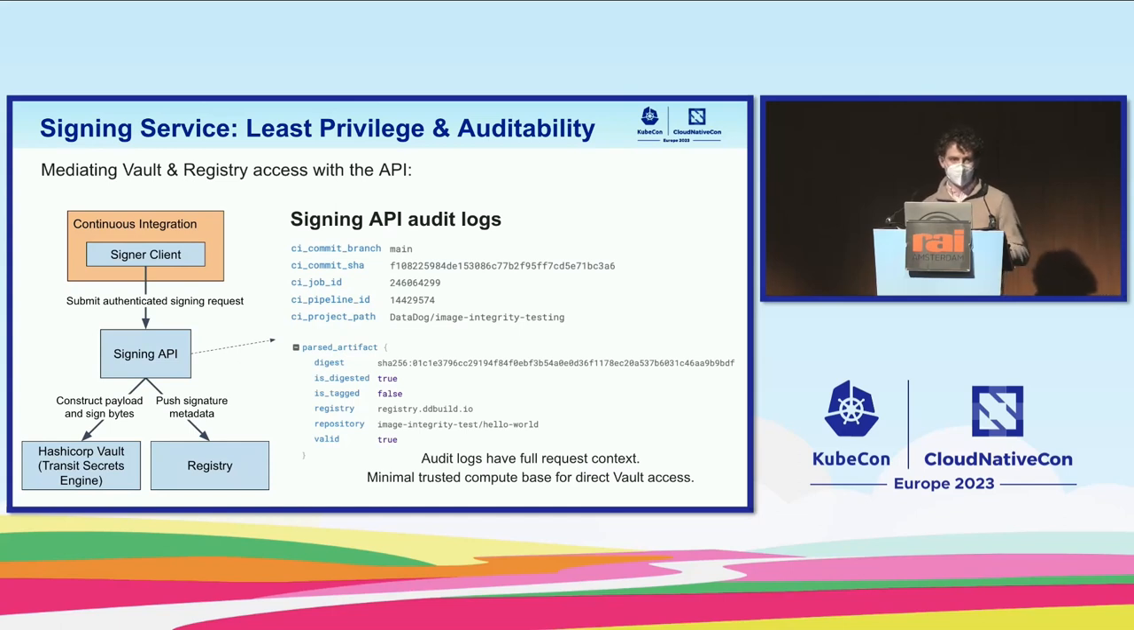So in contrast, when the key usage and metadata handling is pushed behind a service, we can now apply least privilege principles to the CI jobs that are requesting the signing. This means that they don't need direct signing access in Vault, and they don't need to have direct access to push signature metadata to the registry. They only need to express their intention to sign the artifact to the signing service, and then the hardened signing API takes care of the rest. As an example of the kind of audit logs that we can get out of this, we have identifiers available for the CI jobs that are requesting the signing, and also parsed out fields of the signed artifact for easy filtering.